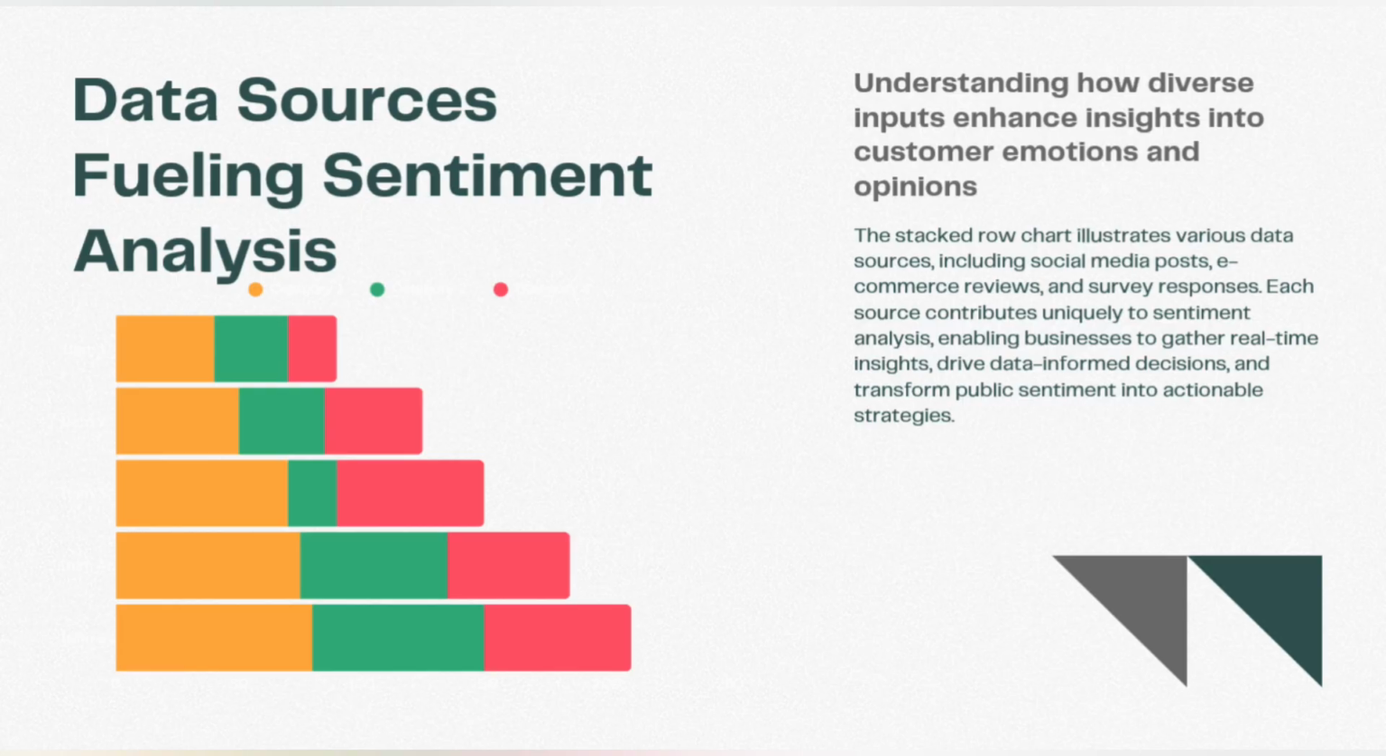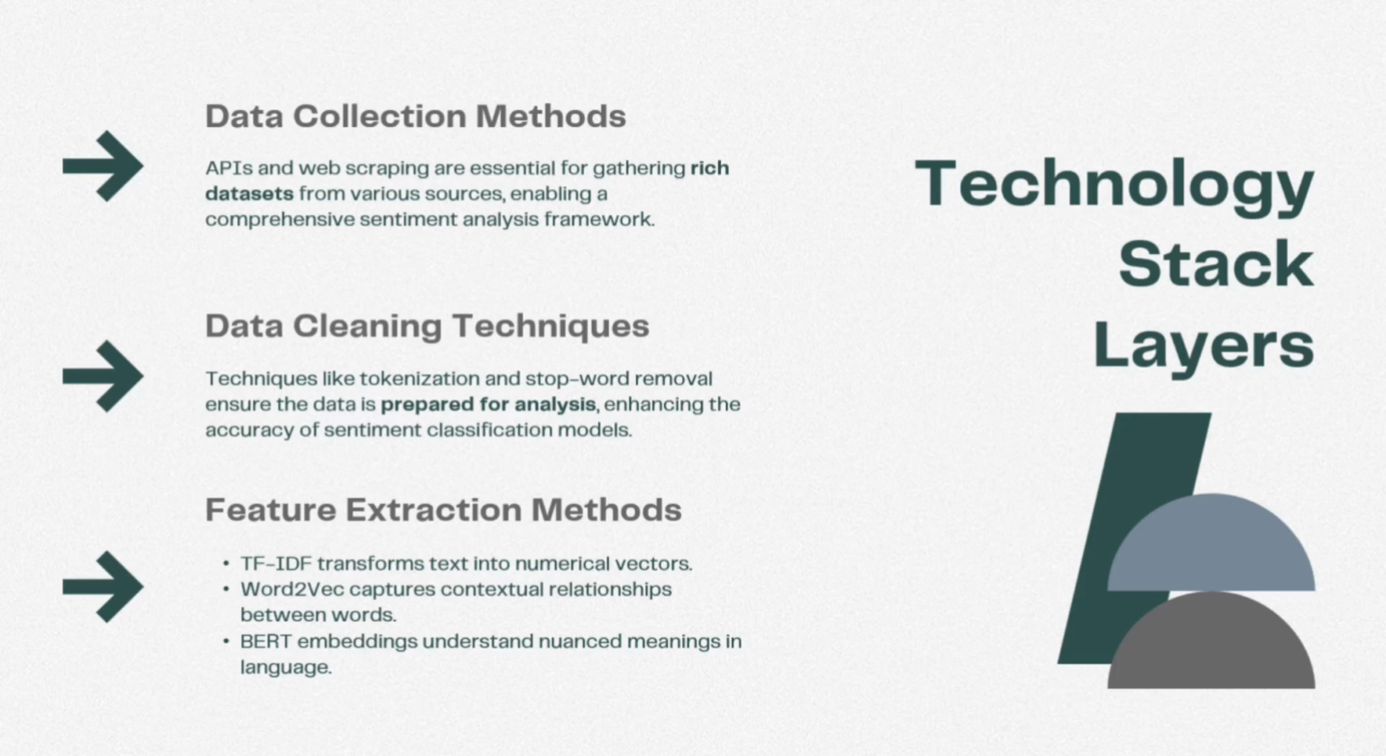To get a full picture, we need to gather data from multiple sources. As you can see in this chart, we pull from a variety of places like social media posts, e-commerce reviews, and customer survey responses. Each of these sources provides a unique perspective. By combining them, a business can get a comprehensive real-time view of public sentiment and use that understanding to build effective strategies.